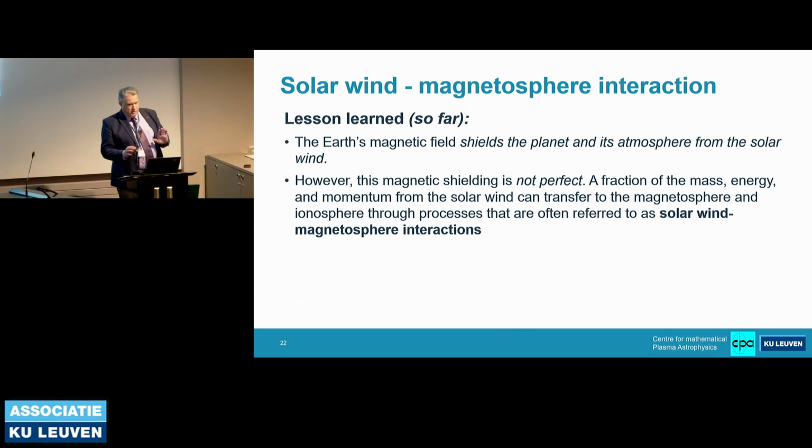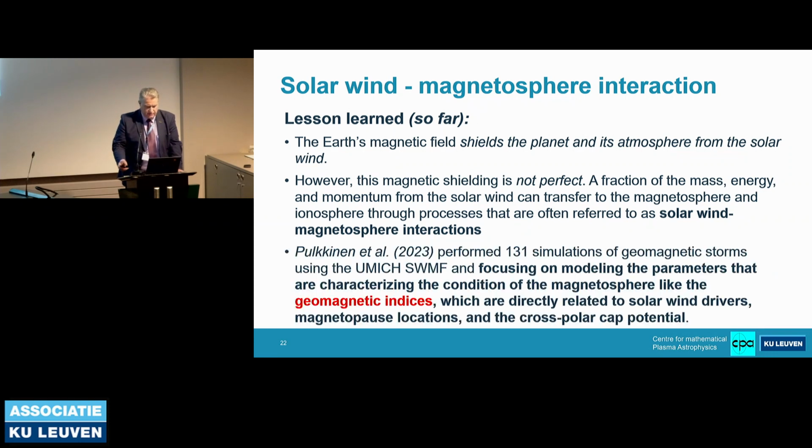So let's recuperate a bit. What did we learn so far? The magnetic field of the Earth shields the planet and its atmosphere from the solar wind, but the shielding is not perfect, to say the least, and a fraction of the mass and energy and momentum of the solar wind can transfer to the magnetosphere and the ionosphere through processes that are often referred to as solar wind magnetosphere interactions.